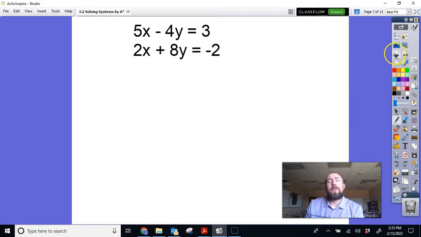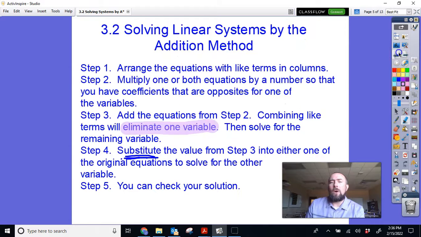But on this problem I did not. Take a look at this one. You've got 5x, 2x on the bottom, negative 4y, 8y on the bottom, and then you have your equal signs lined up and your 3 and negative 2. Again, by the way, if you want to try this on your own, pause it first before I go through it. But notice my x's are lined up, my y's are lined up, my numbers are lined up, even my equal signs are lined up. That's what step number 1 in the addition method says. Line it all up.